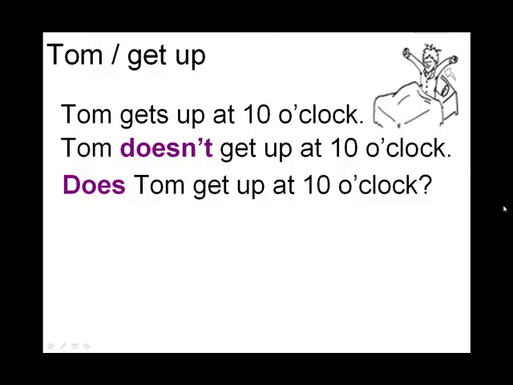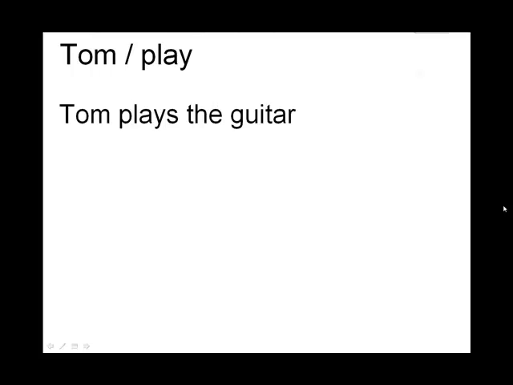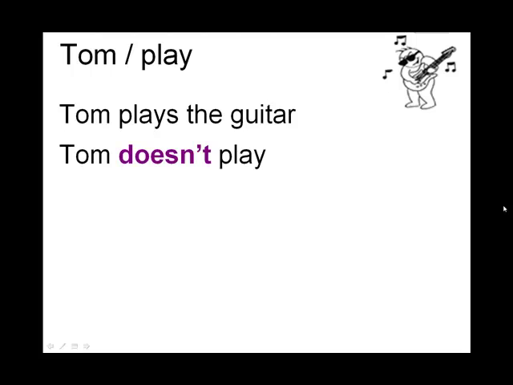Let's take a look at another example. We have this sentence, Tom plays the guitar. The negative would be something like Tom doesn't play the guitar. Again, we need doesn't because the subject is Tom, and whenever we can replace Tom by a pronoun, for example, he, this means that Tom takes doesn't for the negative. Tom doesn't play the guitar.